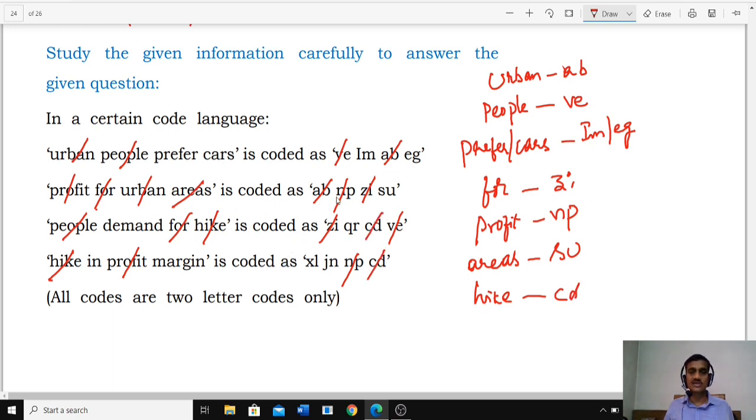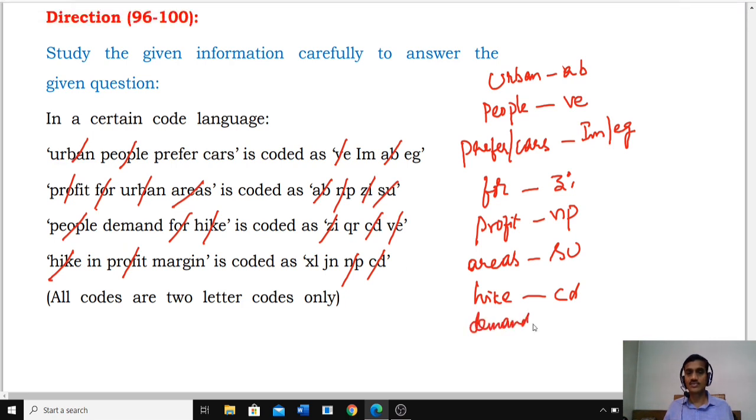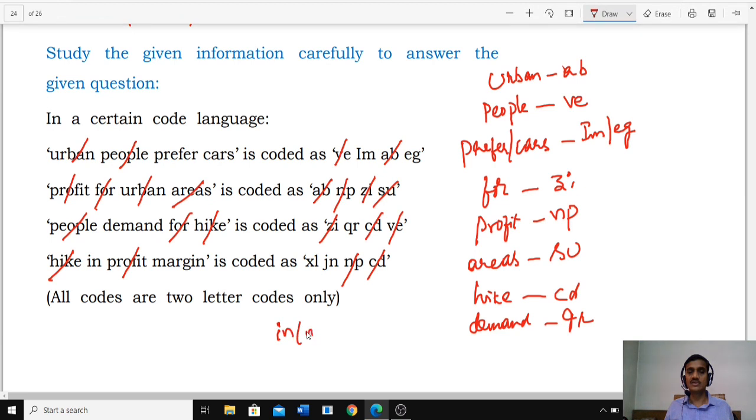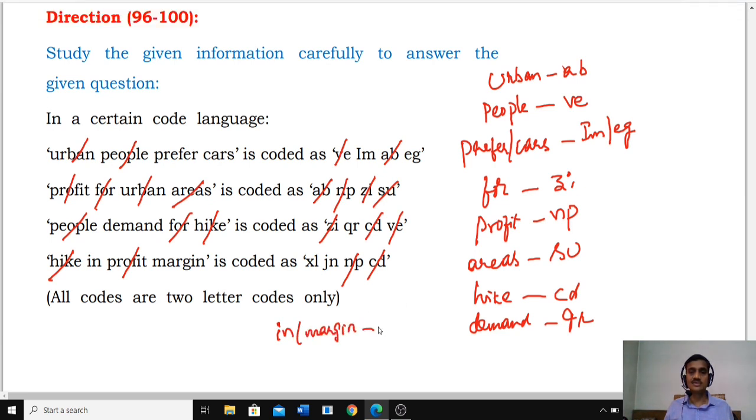Then the second sentence. Profit for urban areas, or areas, is SU. And demand is left over. What is the code for demand? Demand is QR. Demand QR is the code. Next one, in and margin. In and margin do not repeat anywhere, so these two have two different codes. What are those two different codes? XL and JN. XL or JN.